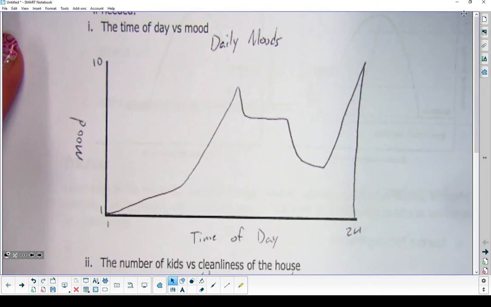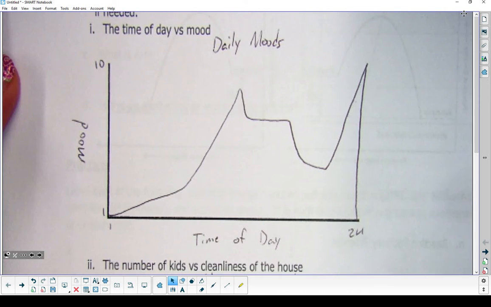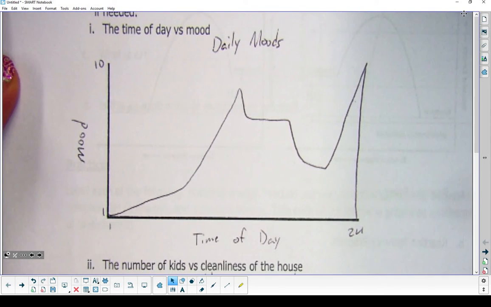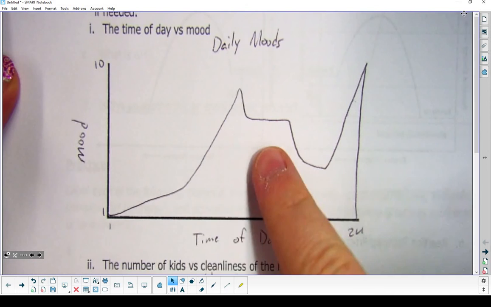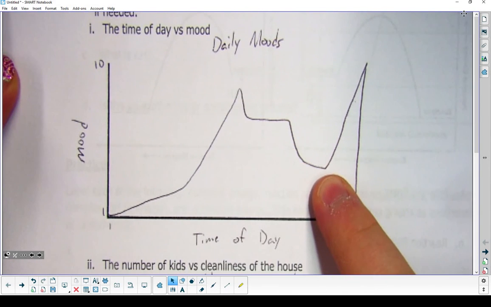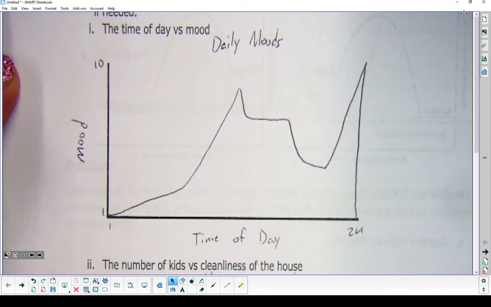Yep, so they can see it. All right. So basically, that's like 1 a.m., right? So you start off, and your mood sucks because it's 1 a.m. And it slowly gets a little better, and then starts going up, and you reach your peak. That's probably around noon or so. And then it goes down a little bit, you plateau for a minute, and then it goes way down in the evening. And then you go way back up, and then you go to sleep.